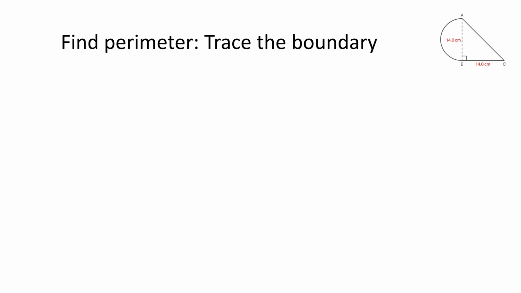In part B, we have to calculate the perimeter of the shape. To calculate the perimeter, we need this distance, which is 14 centimeter. We need this distance, which is unknown, and we need this arc length. So in this figure, only 14 centimeter is known, but the side AC and the arc AB distance are unknown. We have to calculate these two.